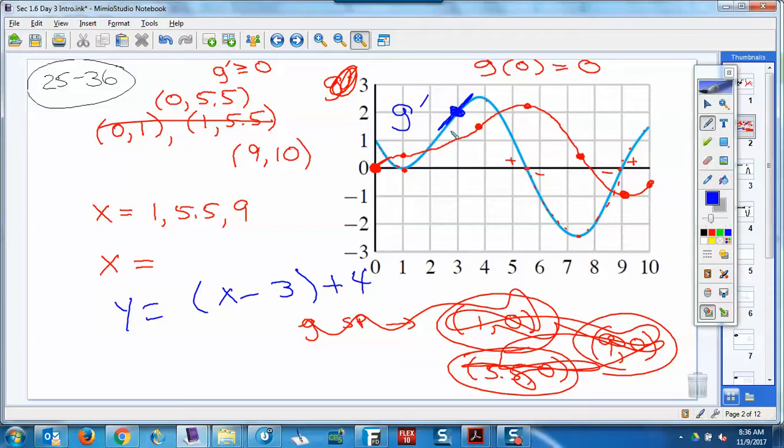We want the y value right there, right? The y value right there is the slope. So we want the y value. That's 2. Stop right there. You're done. Easy problem. Look at 35. Same thing. Except now we're at 9, -1. So what's the slope at 9? 0. Just leave it.